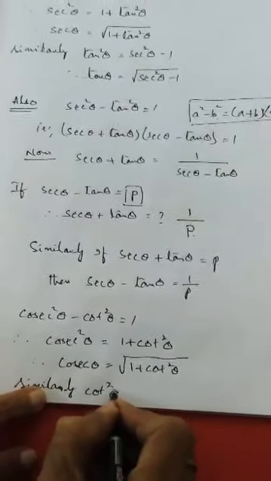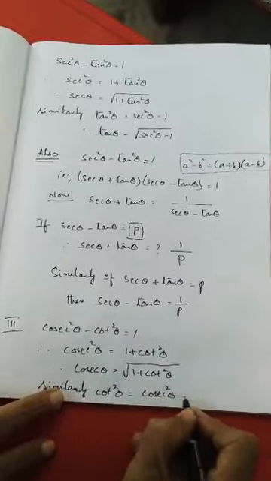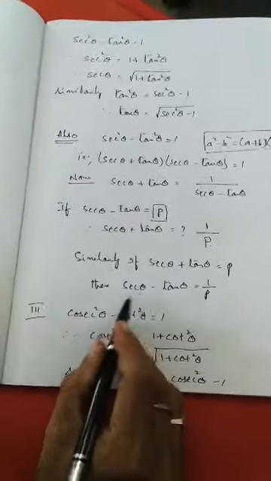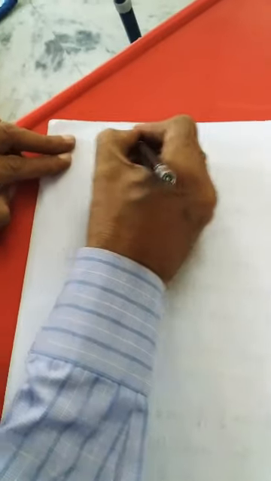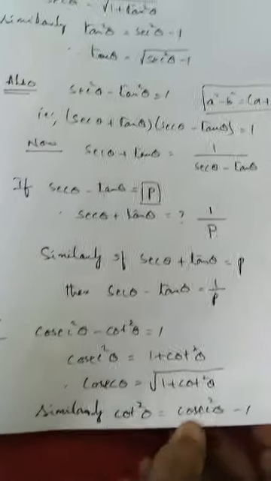Similarly, cot square theta is equal to cosec square theta minus 1. If you bring cot square here, this will become plus, and plus 1, if you bring here, this will become minus. Therefore, cot theta is equal to under root of cosec square theta minus 1.